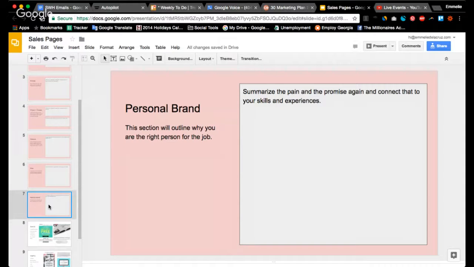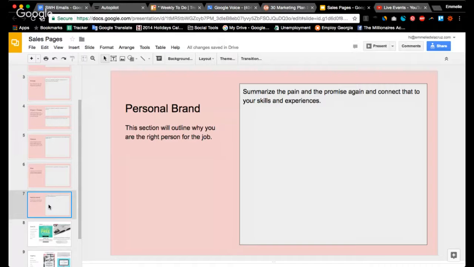Then the next thing that you want to have is highlighting your personal brand. This is where you're going to tell them why you're the right person for the job, right? Your sales page, you want to look at it kind of like your resume, a way for you to outline what you can offer and why you're the right person for the job. Here you'll summarize the pain and the promise again, talking about where they are, where they could be, and then connecting that to your skills and experiences.